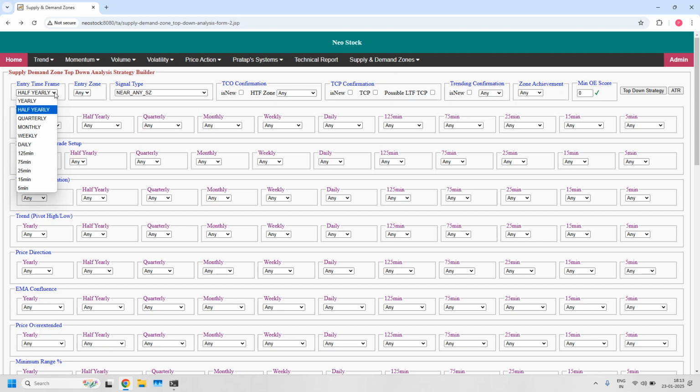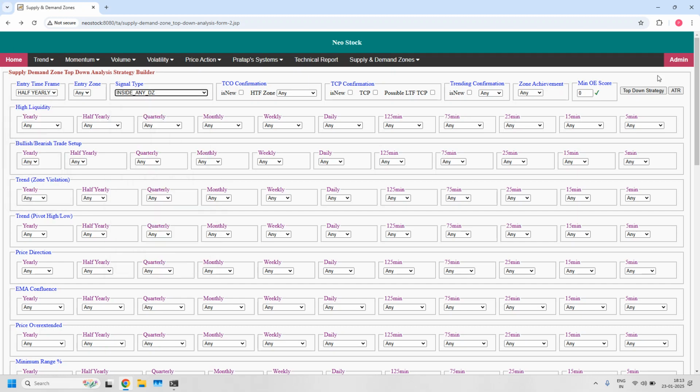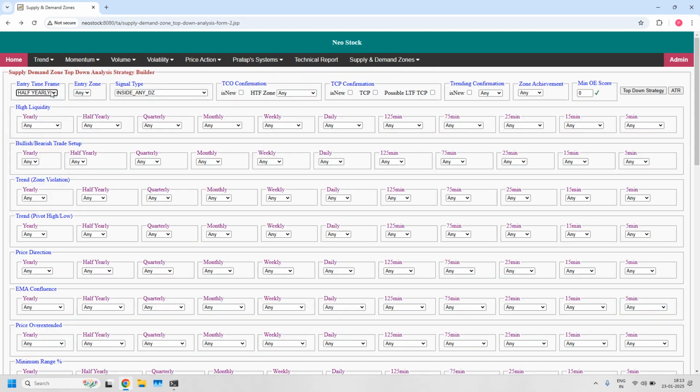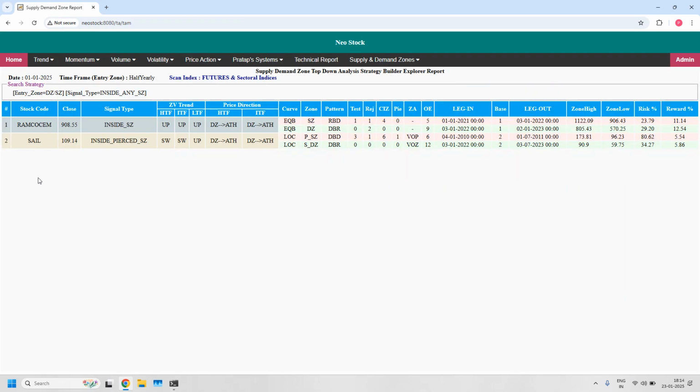Next half yearly time frame. Price closed inside the half yearly demand zone. 6 stocks are filtered. Next, half yearly time frame. Price closed inside the half yearly supply zone. 2 stocks are filtered.